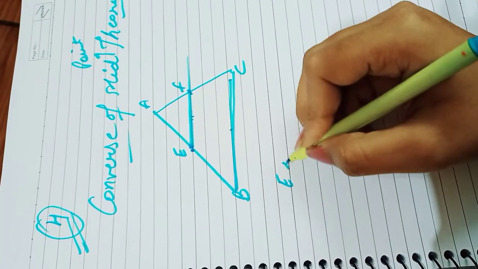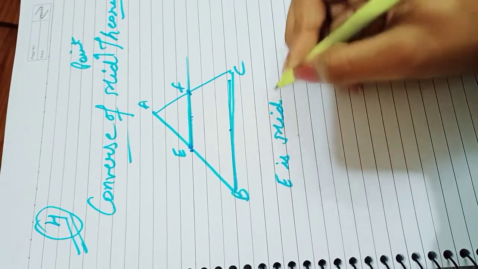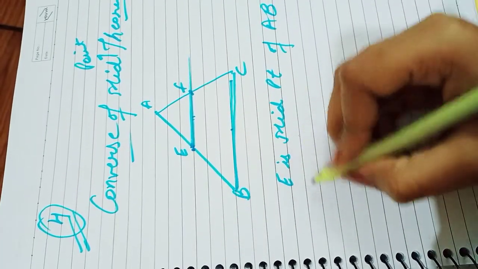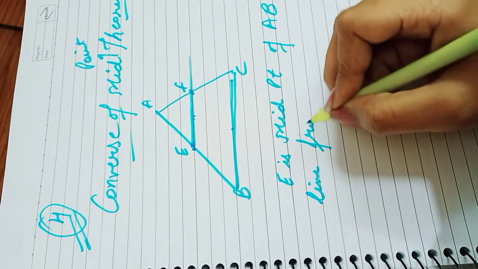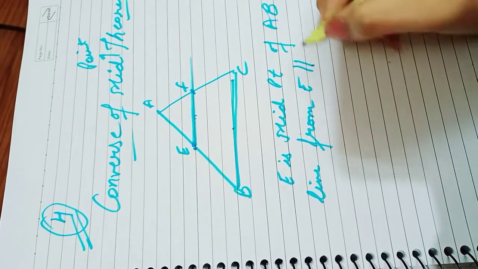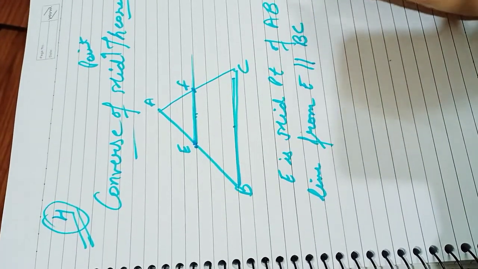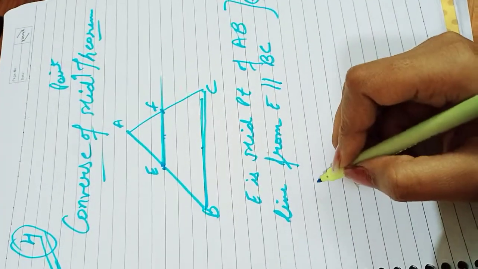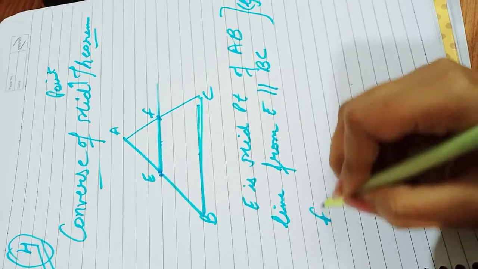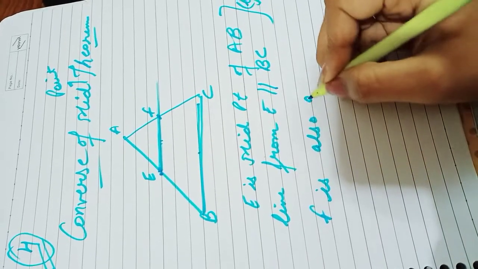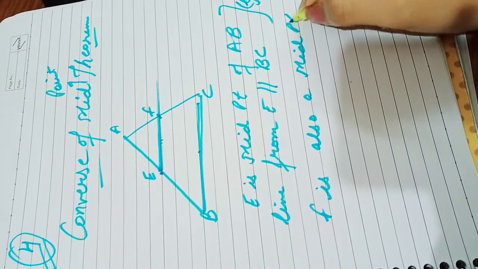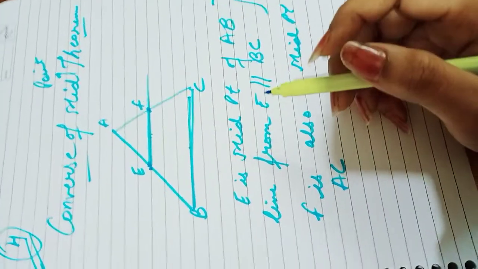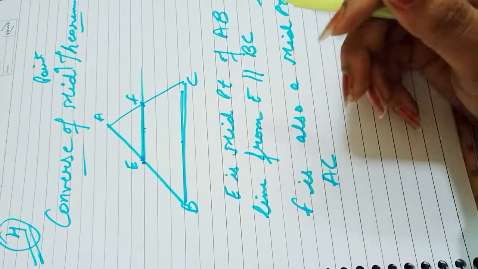When E is the midpoint of AB, it is given, and the line from E is parallel to BC, this is also given. These are given. So by using the converse of the midpoint theorem, you can say that F is also a midpoint of AC. Okay? Clear? So according to this theorem, we will do the next question.